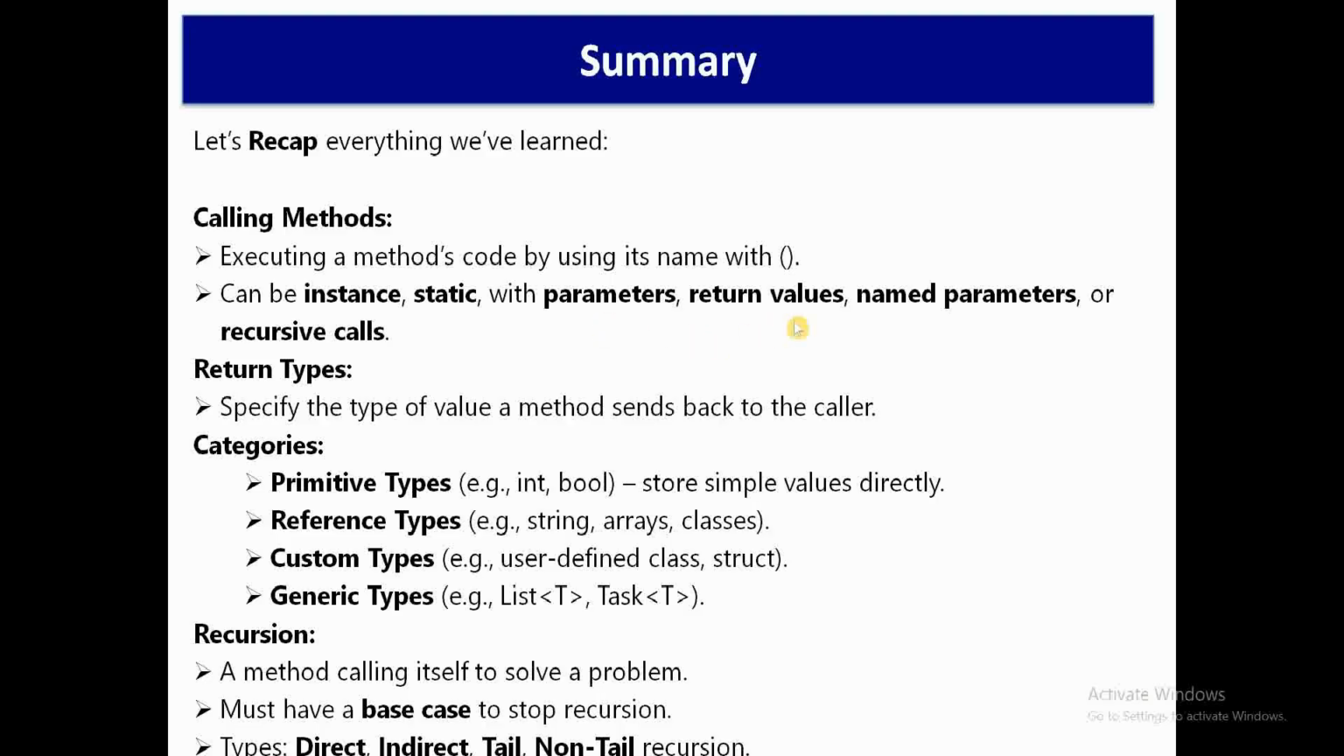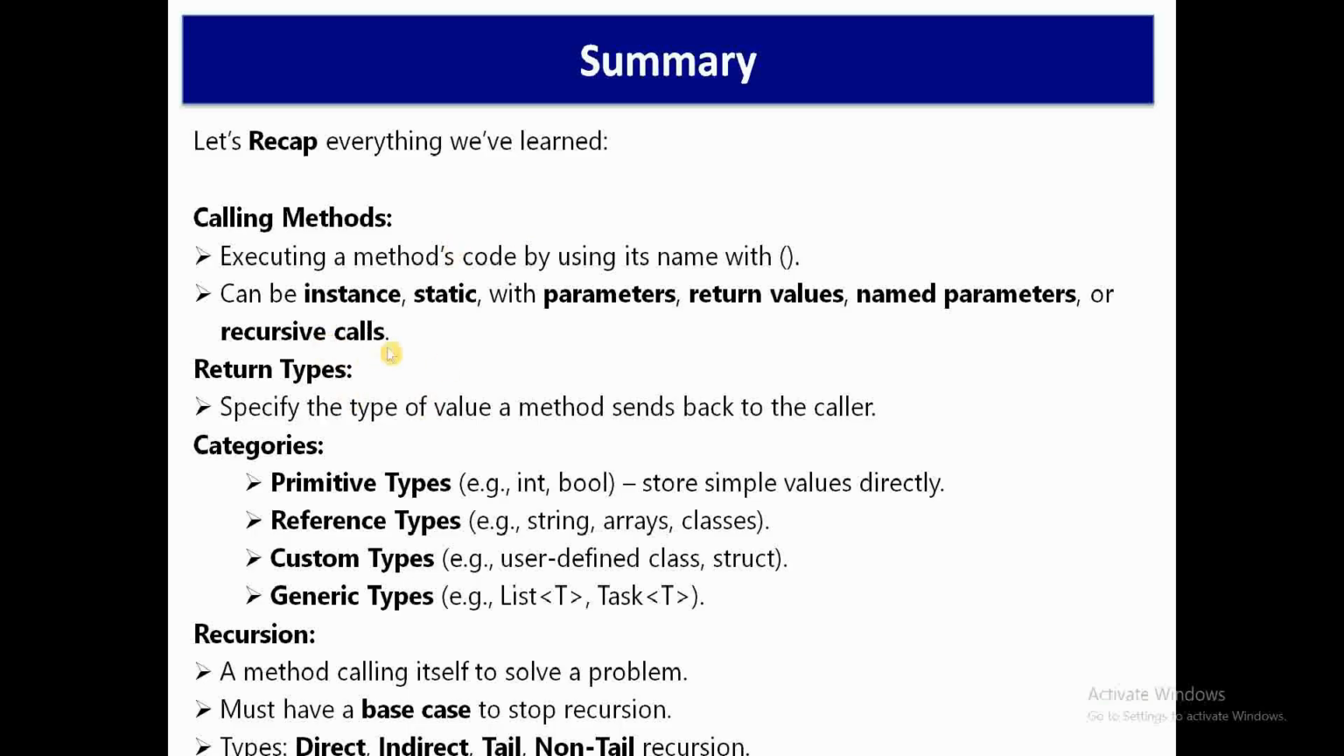Return values, we can put some return values also. If we want to get some values in return from the method, then we can go with this one. Named parameters: if we want to use some variable name directly in the parameters, then we can go with the named parameters. We do not follow the sequence there, but we have to use the same parameter name as where we declared the method.